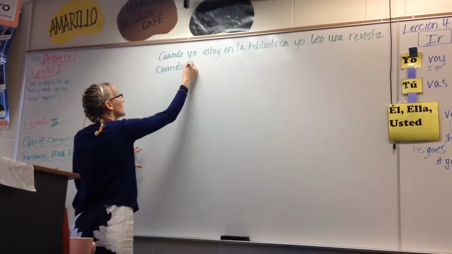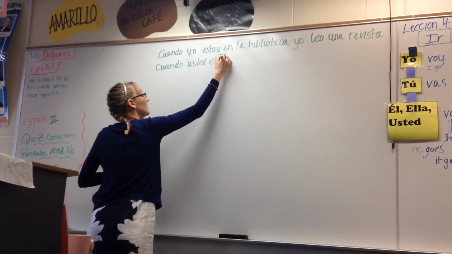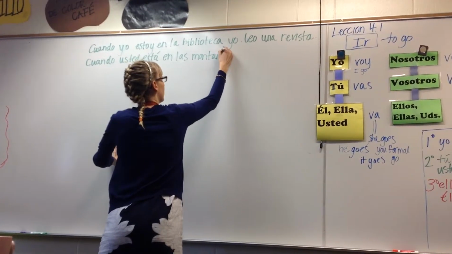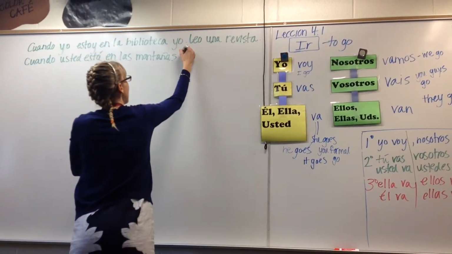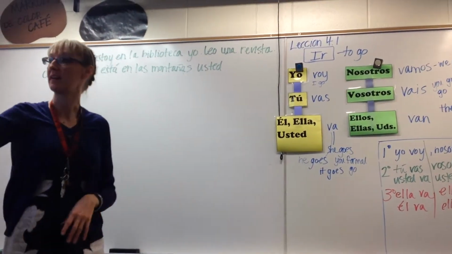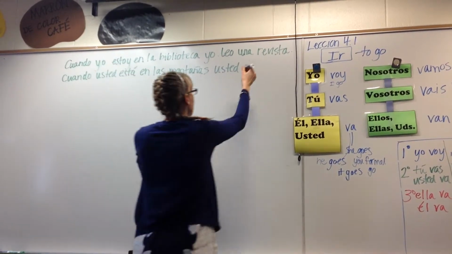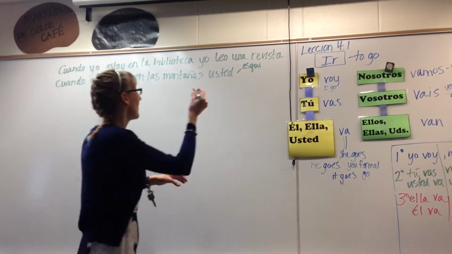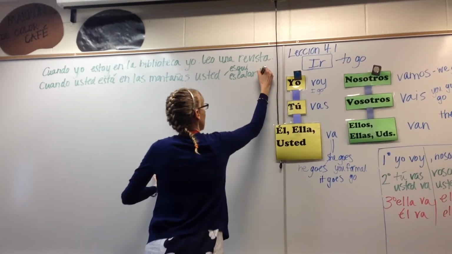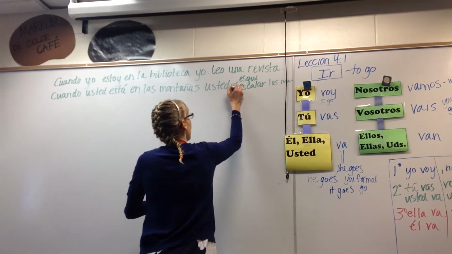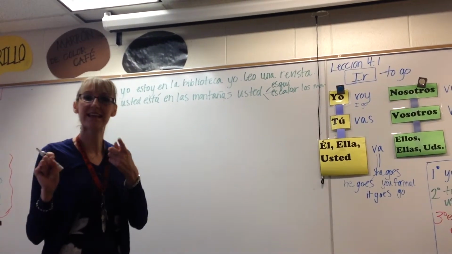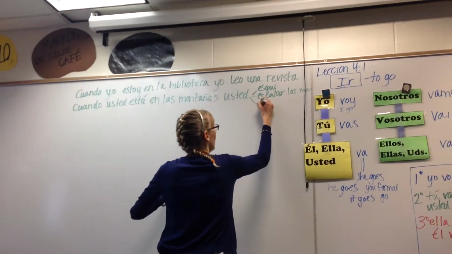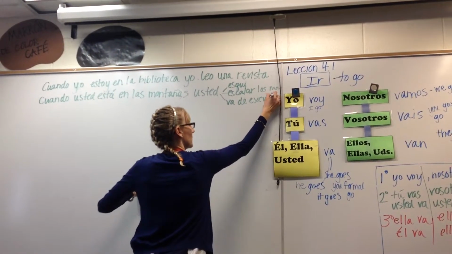Cuando usted está en las montañas. In the mountains. Usted. What could I do? Dime. Go on an excursion. Esquía. We could say usted esquía. Absolutely. ¿Qué más? What else could we say? Escalar las montañas. Tal vez. Or we could say ir de excursión. So how am I going to conjugate ir de excursión? Which form of ir am I going to use? Usted va de excursión.